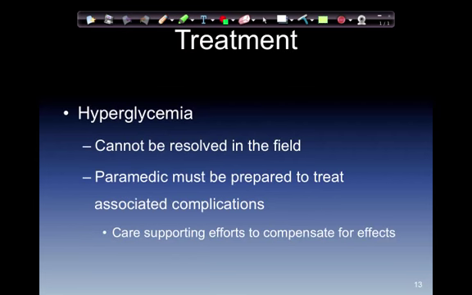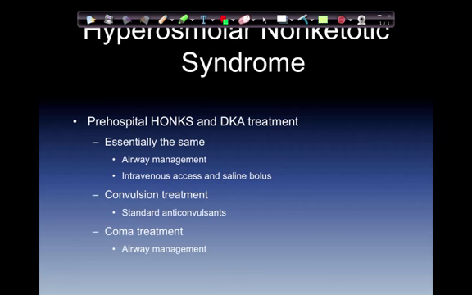Treatment for the hyperglycemic patient cannot be resolved in the field. The paramedics must be prepared to treat associated complications, with supportive efforts to compensate for effects. So just general supportive care for them and get them to a place they can readjust all of their electrolytes, because they are an electrolyte train wreck.